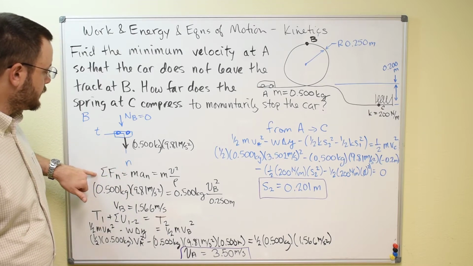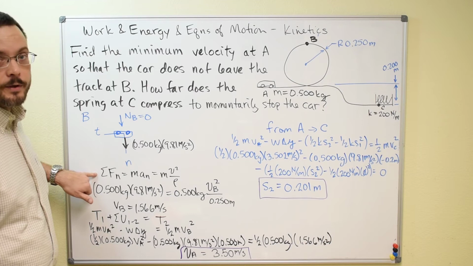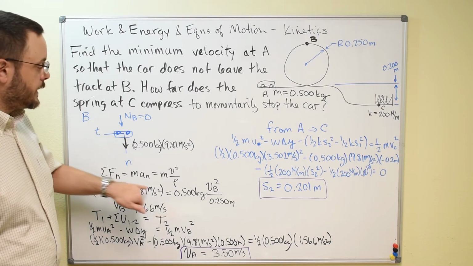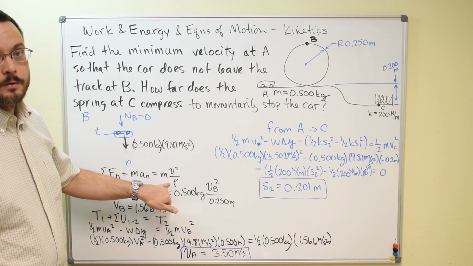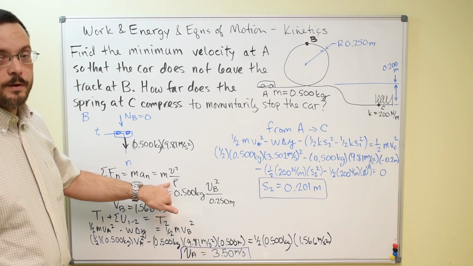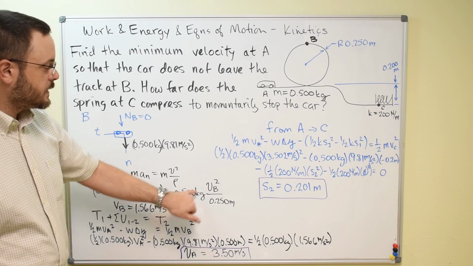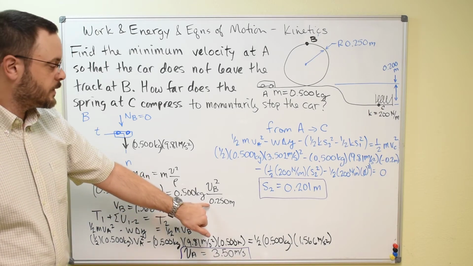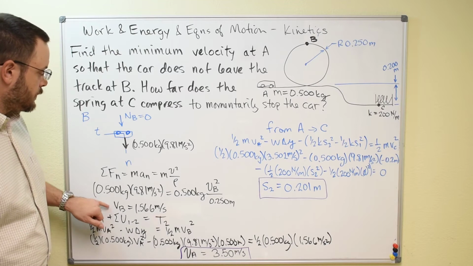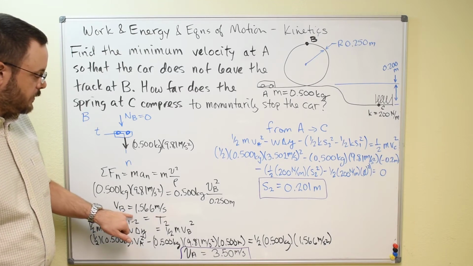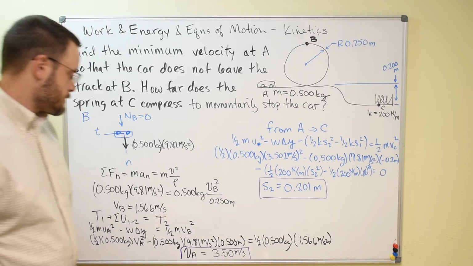We can plug that into a sum of forces in the normal direction is equal to mass times acceleration in the normal, and that acceleration in the normal is going to be v squared divided by the radius of curvature. So the weight is equal to the mass times vB squared divided by the radius of curvature. Don't forget to take your square root here, and that gives you a vB of about 1.57.